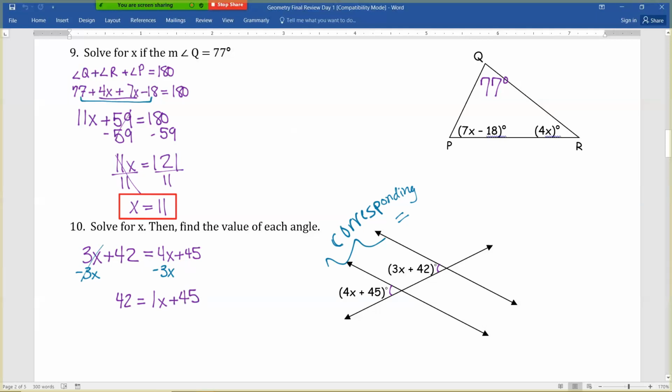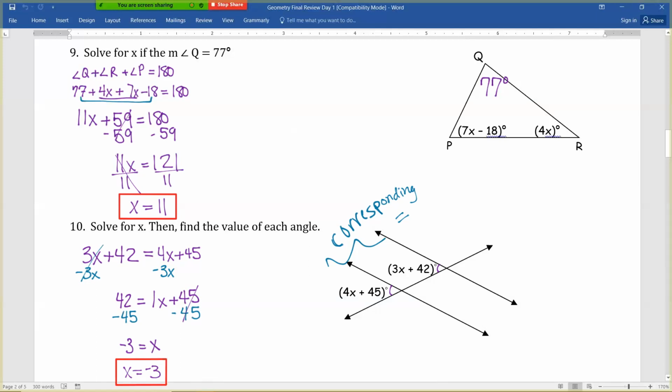Again, trying to get that x by itself, we've got to move the 45. It's being added, so I have to subtract it from both sides. 42 minus 45 is negative 3. So negative 3 equals 1x, or x equals negative 3. That is only part of my answer.